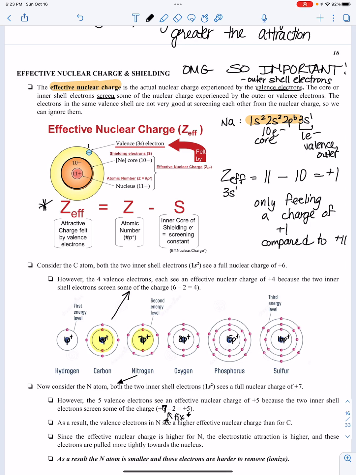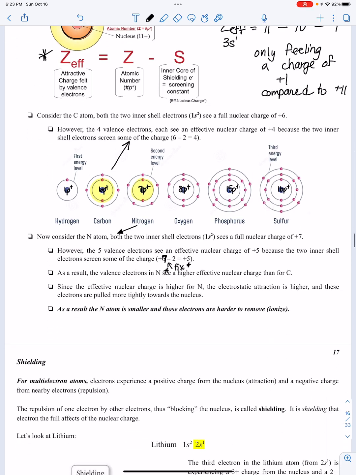This is weakly attracted to this atom compared to the other electrons. That's big. I have other examples here, but I do need you to fix something. I'm going to skip this down. Can you skip over here where it says, however, the 5 electrons? I have a little typo here because I copied and pasted too much.